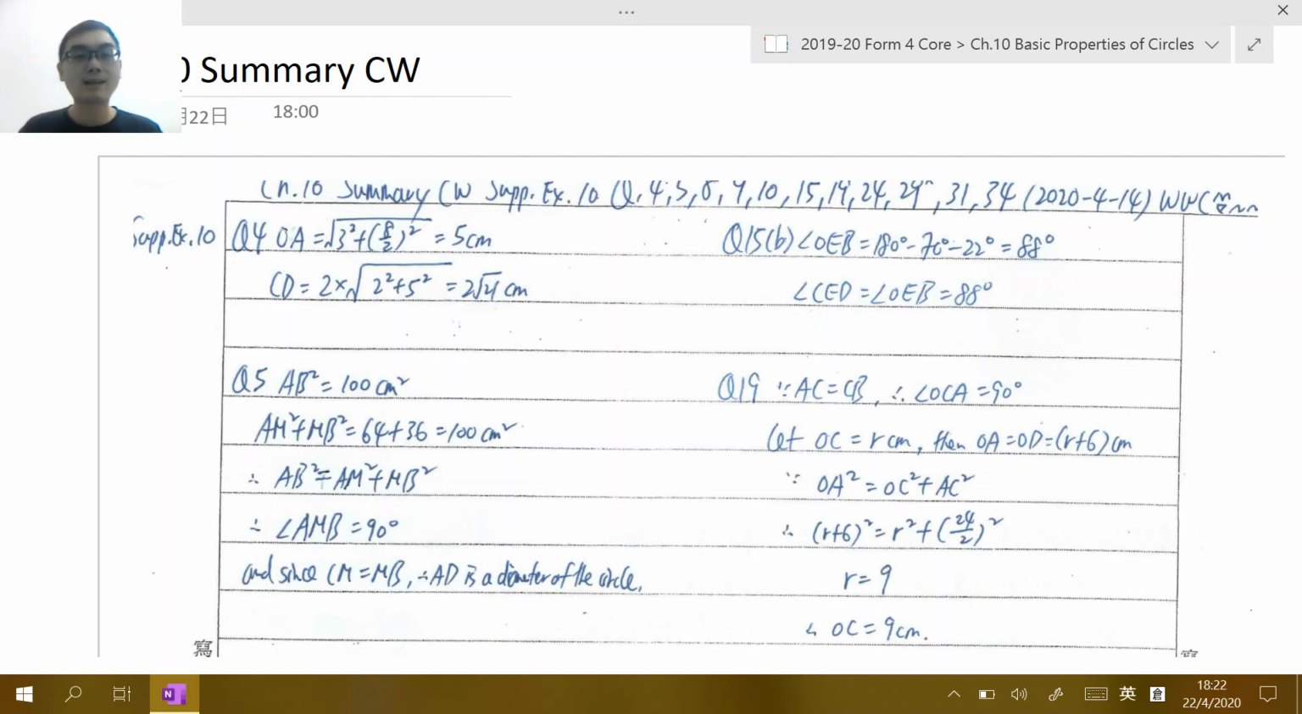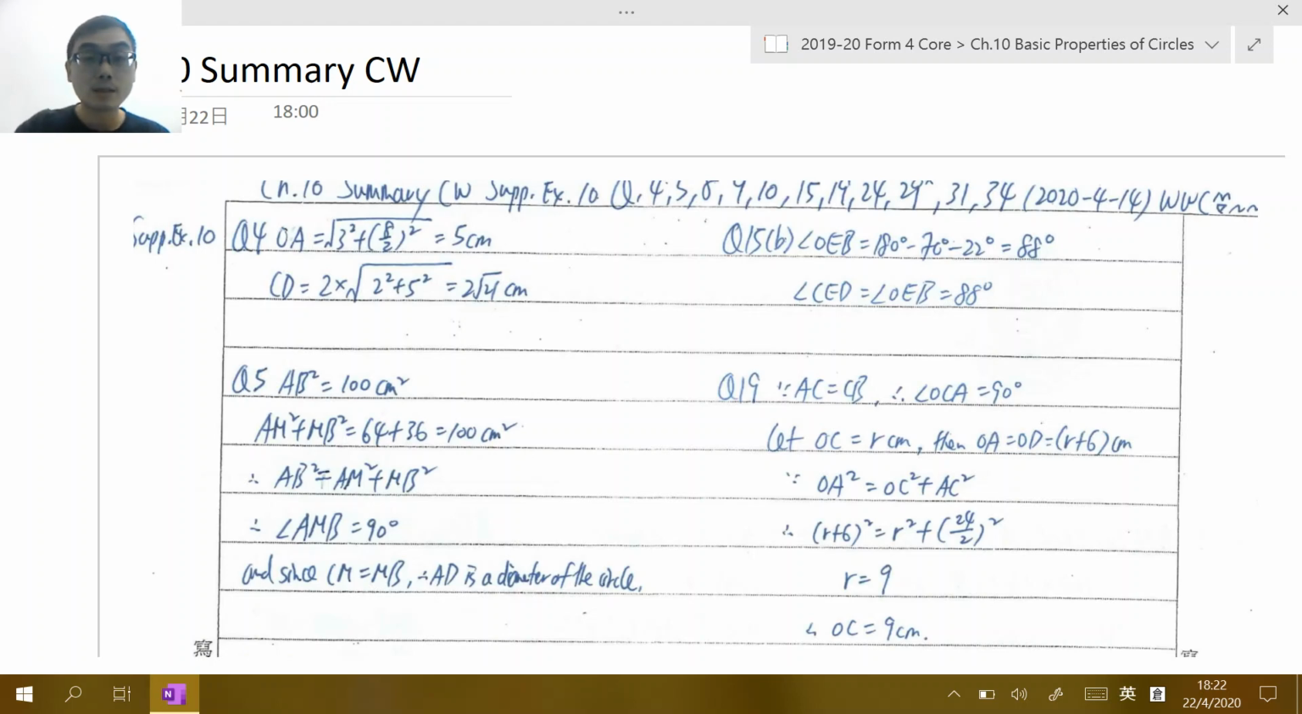But before I start talking about Chapter 11, the Cyclic Quadrilateral, I would like to go through the last classwork, the Ch.10 Summary classwork, to highlight some of the important points that I want you to remember. First of all, I posted the answer of this one today in the Google Classroom, so you may take a look to see whether you have done the work like me.